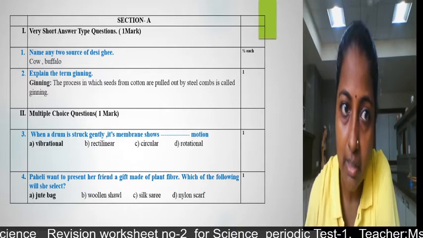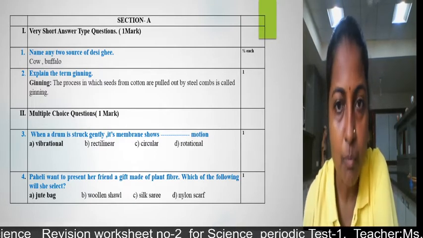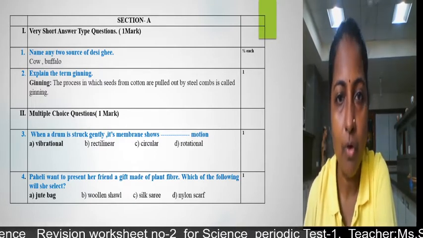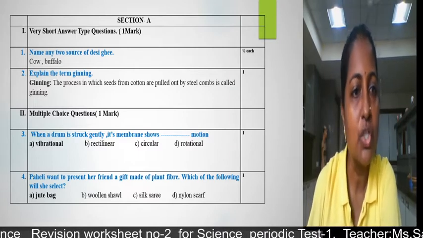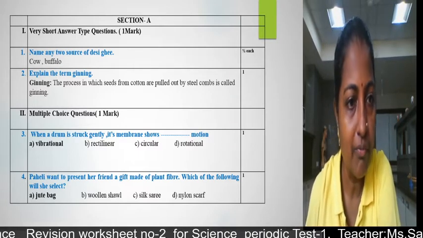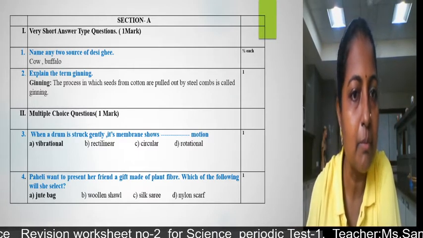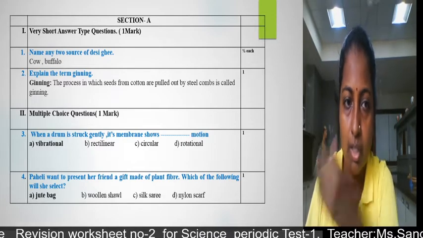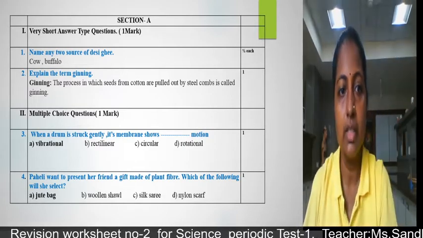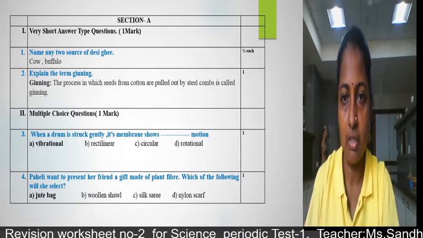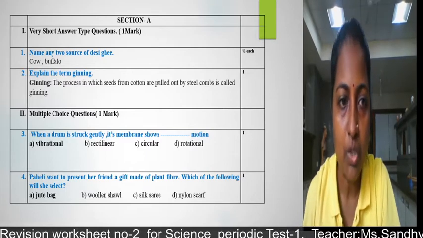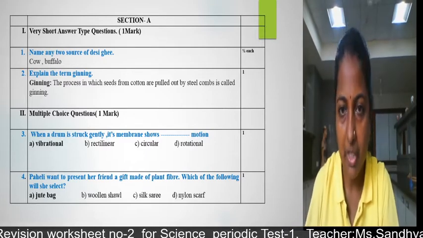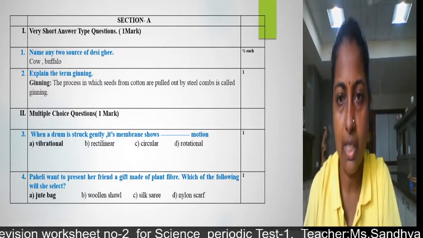Explain the term ginning, so you have to explain the definition properly, it will be for 1 mark. Then question number 2, multiple choice question: when a drum is struck gently, its membrane shows vibrational motion. Here option A is right and vibrational is the answer. So you have to write the question number and A vibrational. No need to write the question at all.